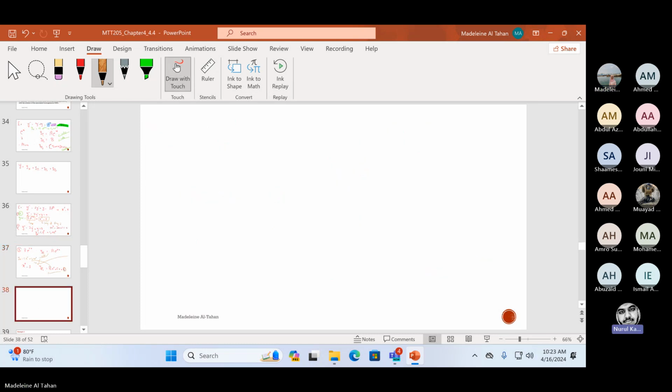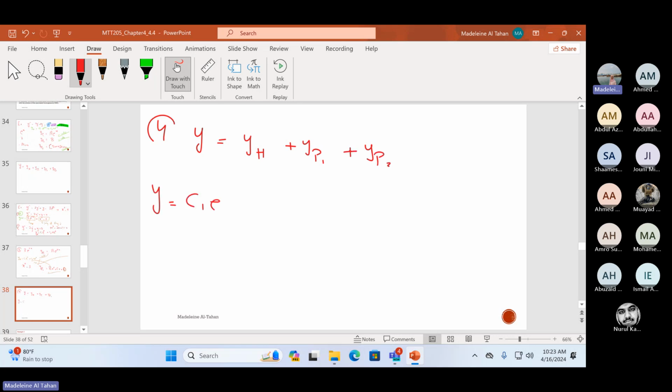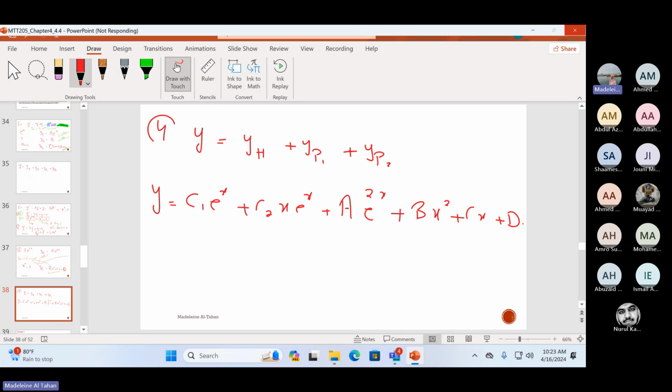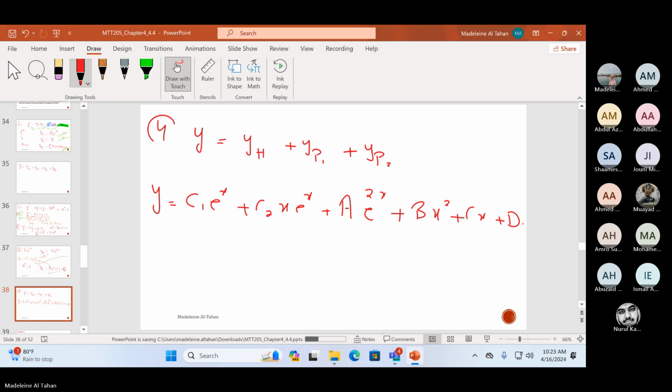Okay. So now the last step, y equals yh plus yp1 plus yp2. This implies that y equals C1 e^x plus C2 x e^x plus a e^2x plus bx squared plus cx plus d, and this would be our final answer if we are not asked to find the coefficients, meaning find a, b, c, and d. If we want to find a, b, c, and d, we get 4 equations with 4 unknowns. Any questions, miss?